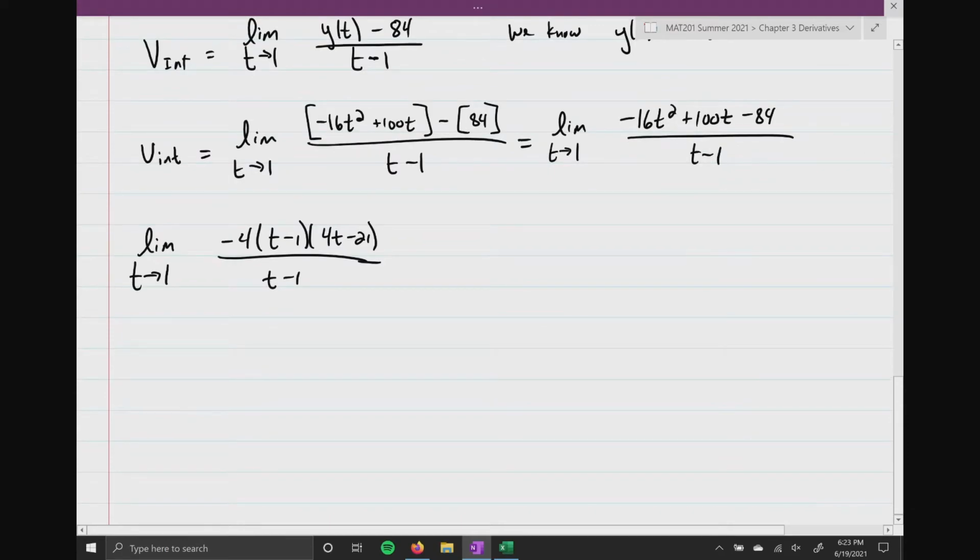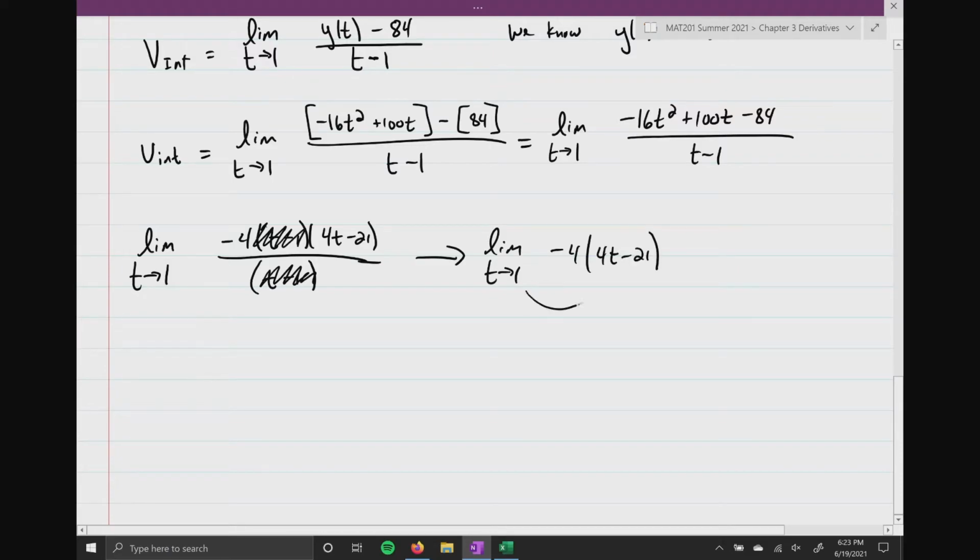Now, if you need me to show you how I did that, please send me an email so I can show you. Or better yet, maybe I'll just make another video and show you how I factored that, because all I did was factor out a GCF and then complete the square. Now from here, we can see that the t minus 1 in the numerator and the t minus 1 in my denominator reduce. So I can scratch these out and clean it up a little bit. That gives me negative 4 times 4t minus 21.